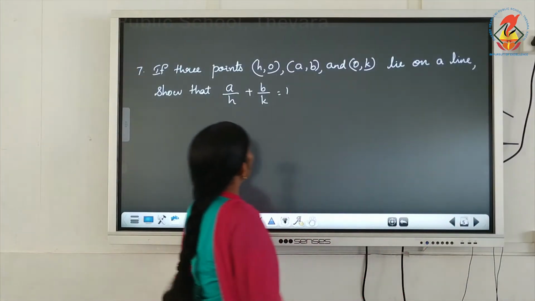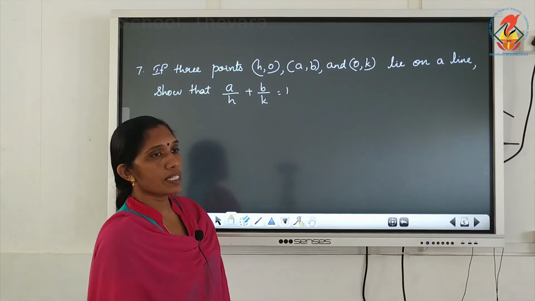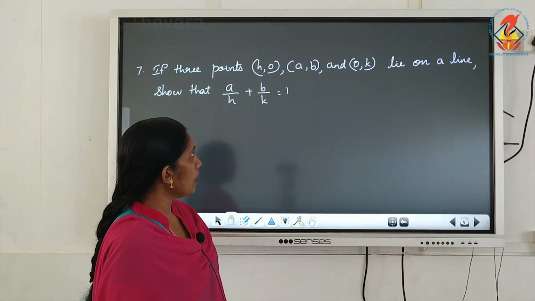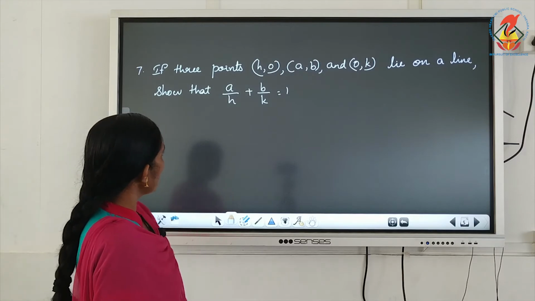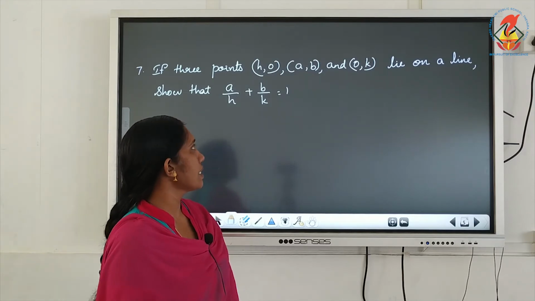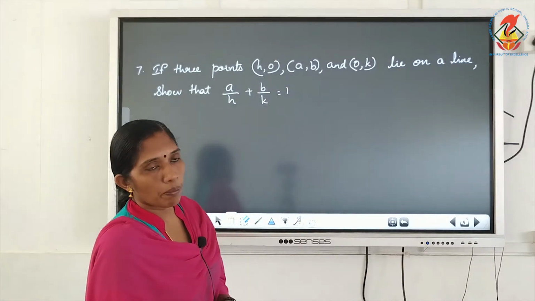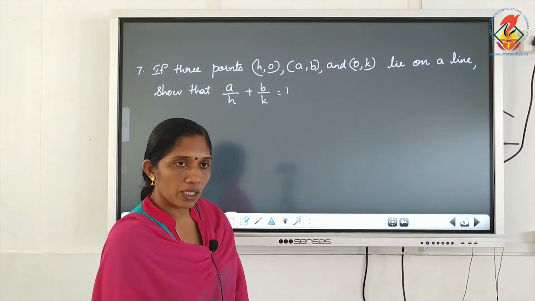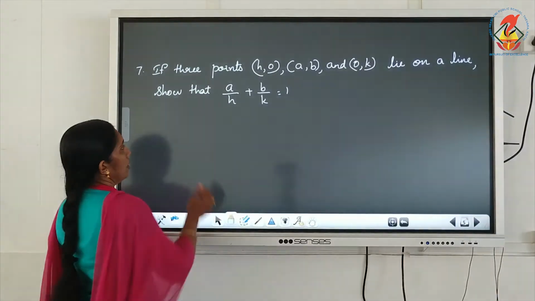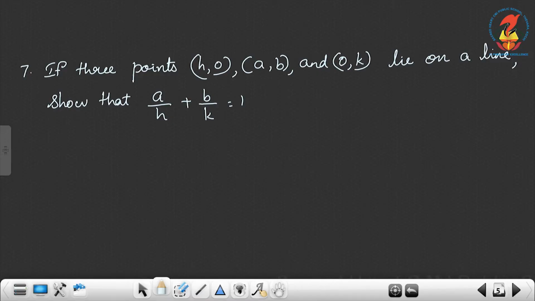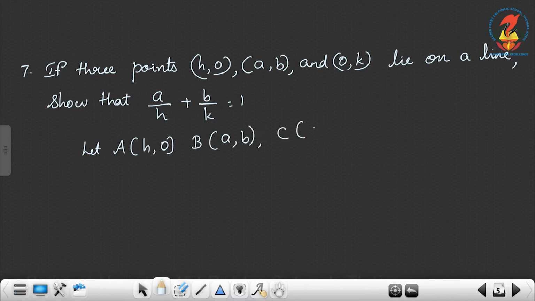The next question: if three points (h, 0), (a, b) and (0, k) lie on a line, show that a by h plus b by k is equal to 1. So three points on a line means they are collinear. Apply the condition for collinearity: slopes are equal. So let A be the first point, B the second point, C the third point.